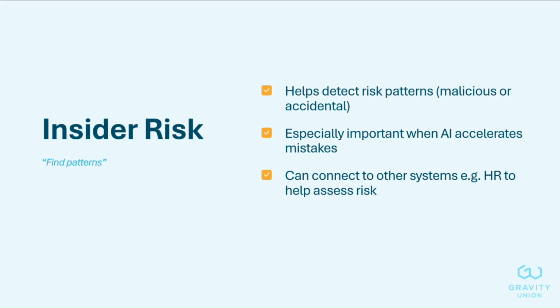Okay, this is another part of Purview, insider risk management, and really this is about identifying risk patterns. It doesn't have to be malicious risk patterns, it doesn't have to be people doing bad things on purpose, it could also be accidental. And as more AI tools like Copilot are being used, more accidental leaking of information could happen, right? Because AI, again, is like a vortex, it's sucking in so much stuff. And so this is especially important.